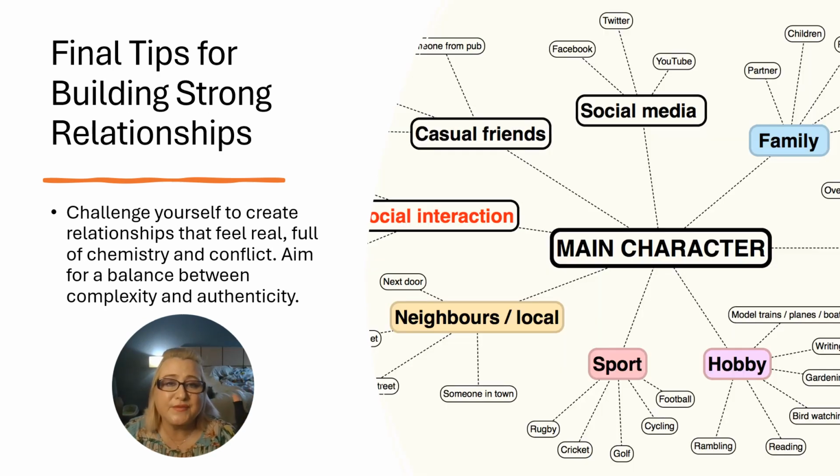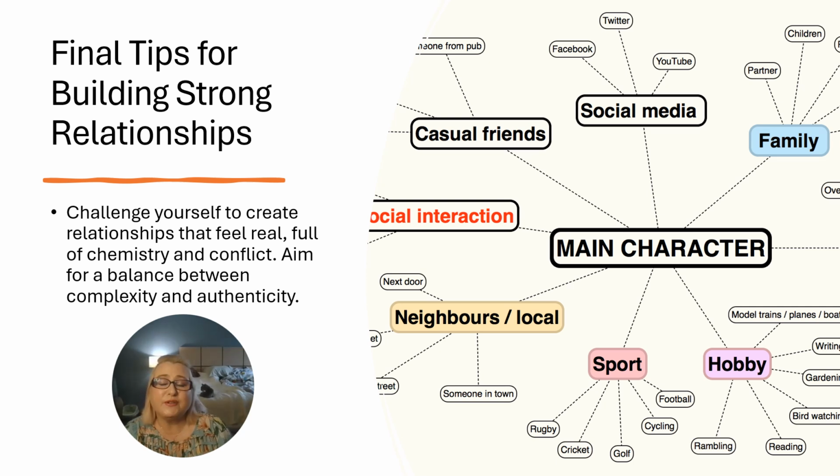Right. So, here are some final tips for building strong relationships. When writing character relationships, aim for depth and authenticity. Don't be afraid to dig into the messy, complex sides of these connections. Remember that real relationships have ups and downs, and there's laughter, tension, misunderstandings, and moments of growth. So challenge yourself to go beyond the surface and ask yourself questions like, what makes this relationship unique? What do the characters learn from each other? How does their bond shape the story?